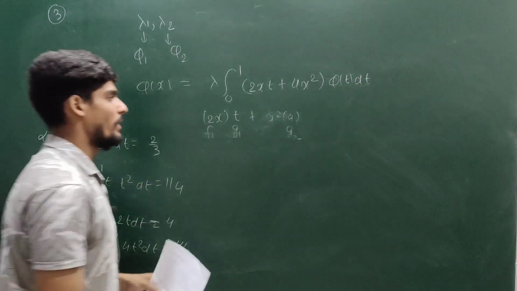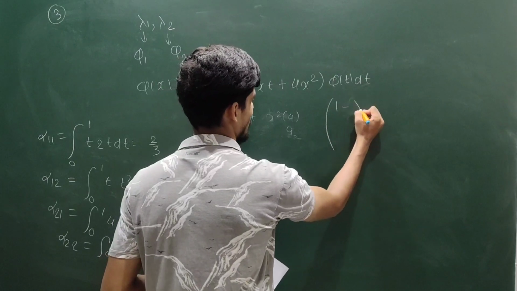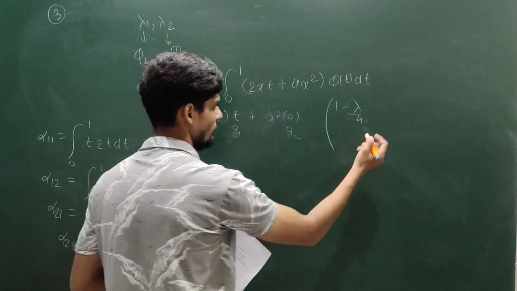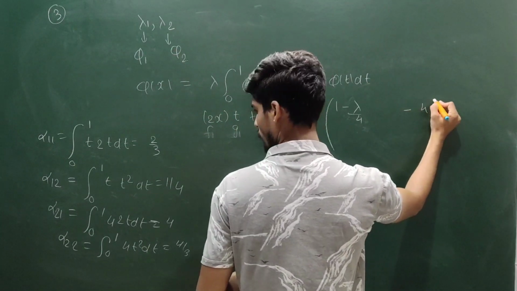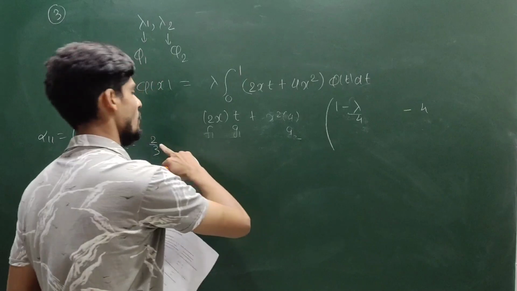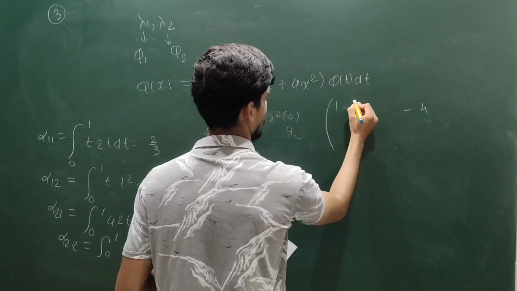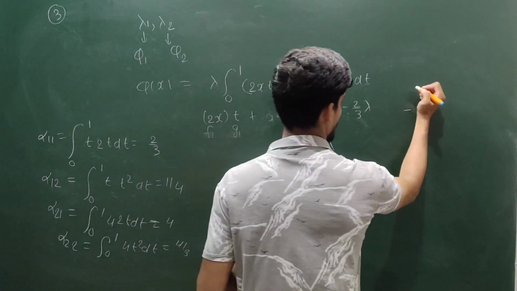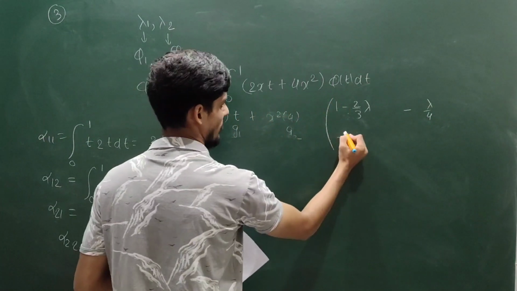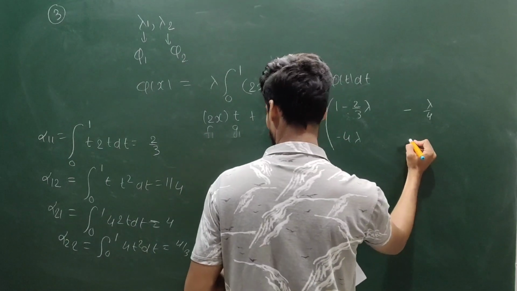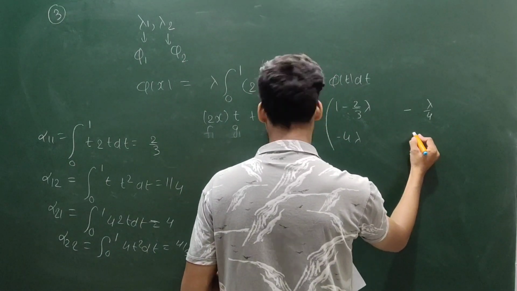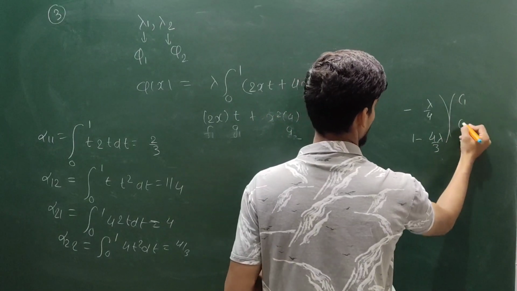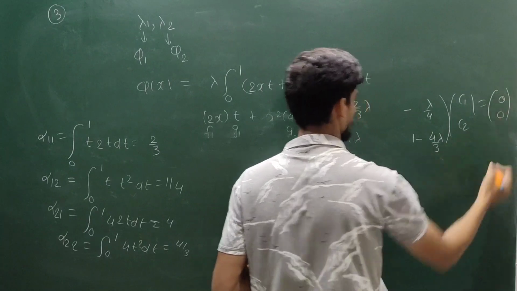So if you put these in, your matrix will look like: 1 minus lambda alpha 11, alpha 11 is 2 by 3, so 1 minus 2 by 3 lambda; your alpha 12 is 1 by 4, so minus lambda by 4; then minus 4 lambda, and 1 minus 4 lambda by 3. Times C1, C2, equal to 0, 0.